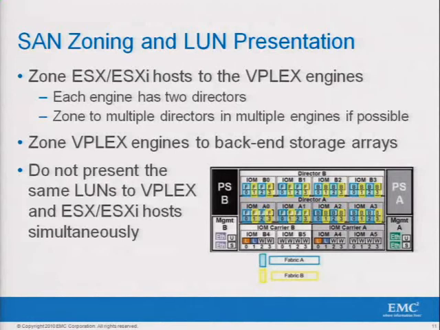Key piece here that you want to keep in mind is you don't want to zone or present your LUNs both from the vPlex and from your back-end storage array to your end hosts at the same time. As you encapsulate data into the vPlex, you want to make sure that it's not being presented back out through another path that's not being managed by vPlex. Doing so can result in data corruption. And last time I checked, none of us wanted data corruption.